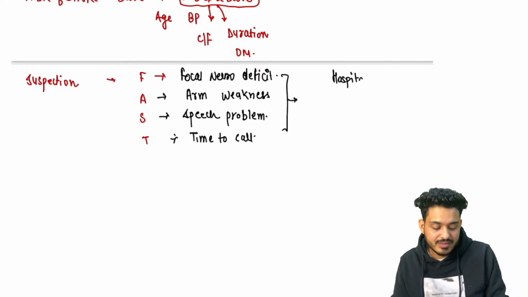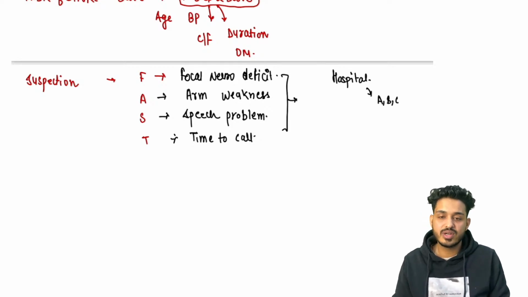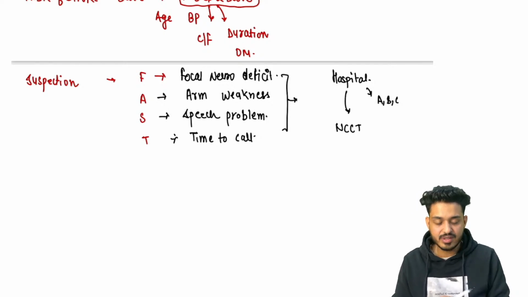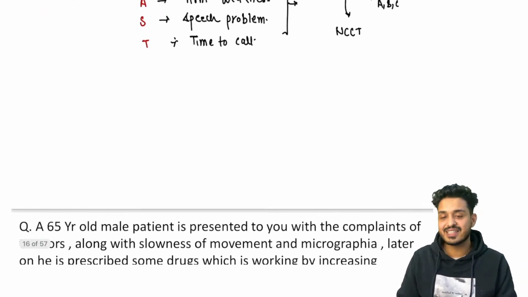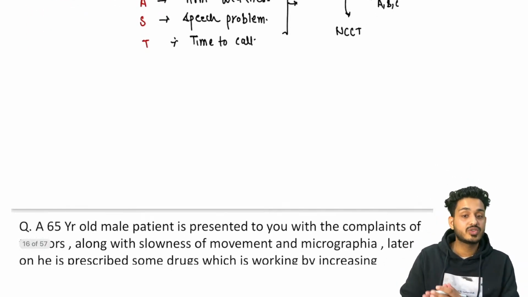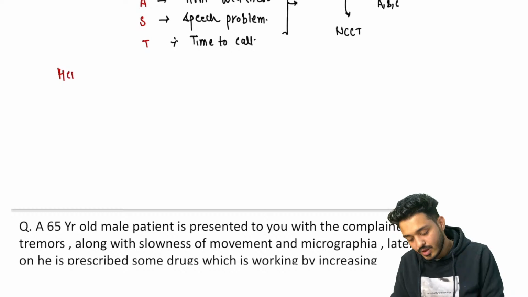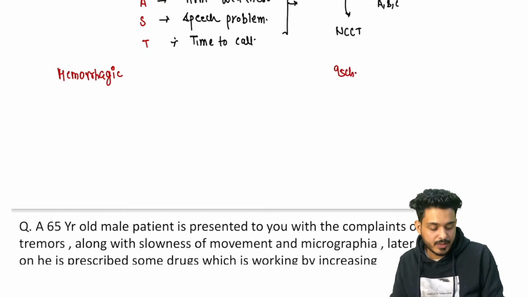In the hospital, first thing they will be doing, they will be checking for the airway, breathing, circulation management. After that, they will be doing the NCCT scan of the patient, right? After NCCT scan, we will identify whether the stroke can be hemorrhagic or ischemic. Okay, two possibilities can be there. Either the stroke can be hemorrhagic, or the stroke can be ischemic.